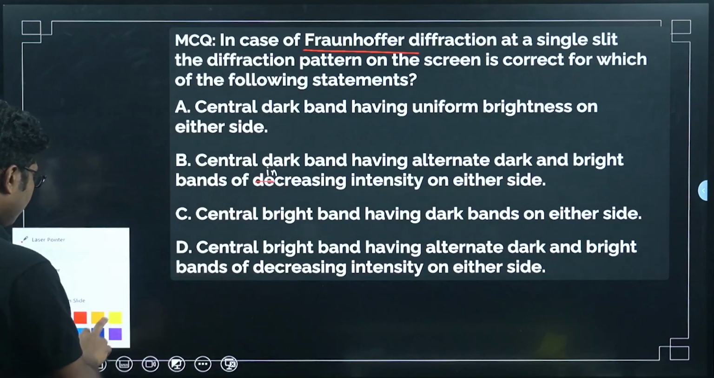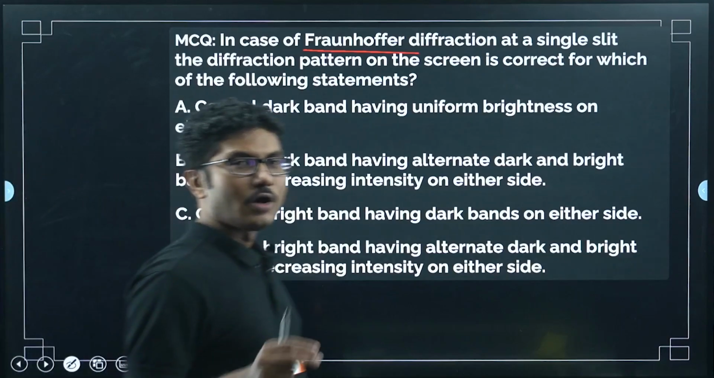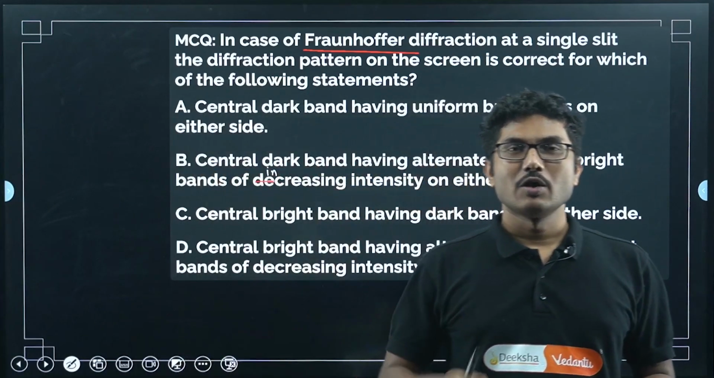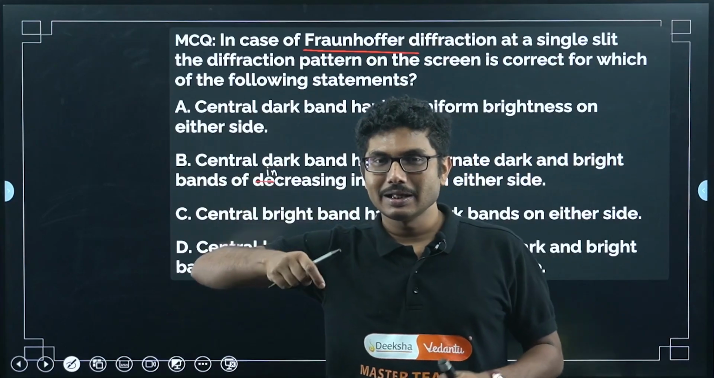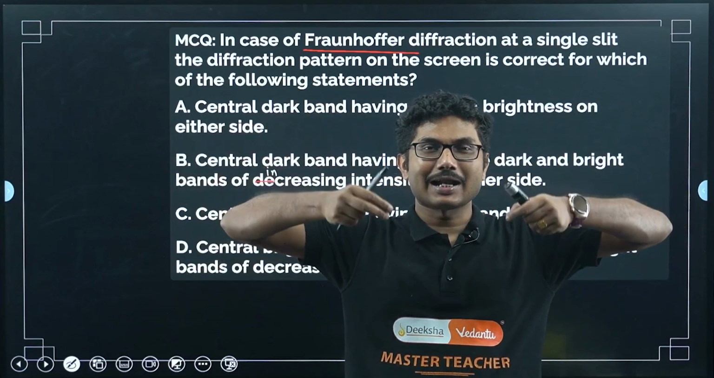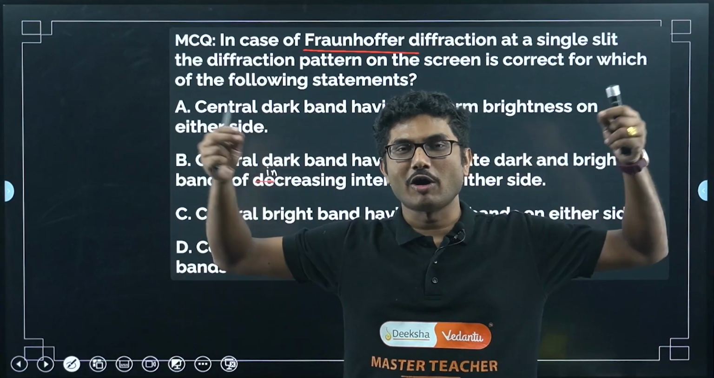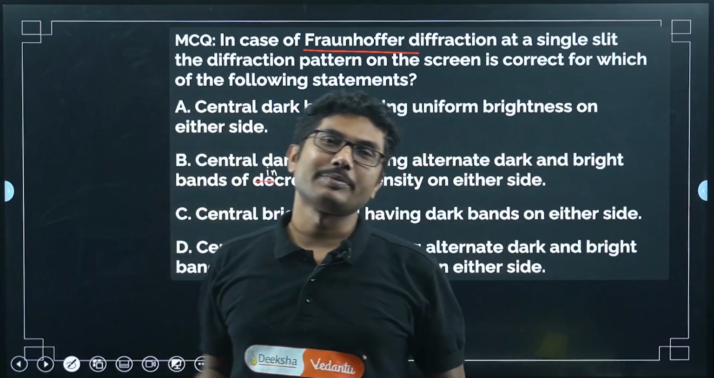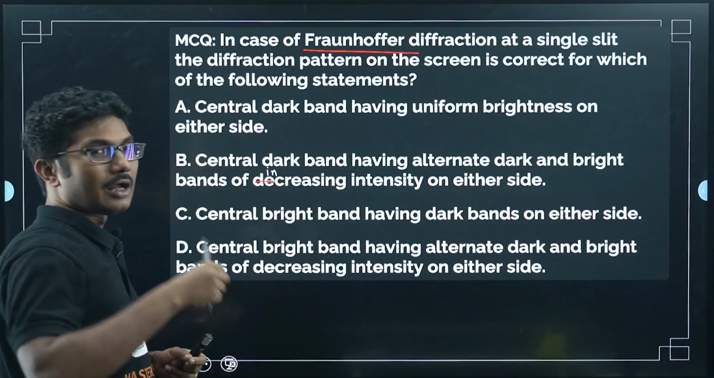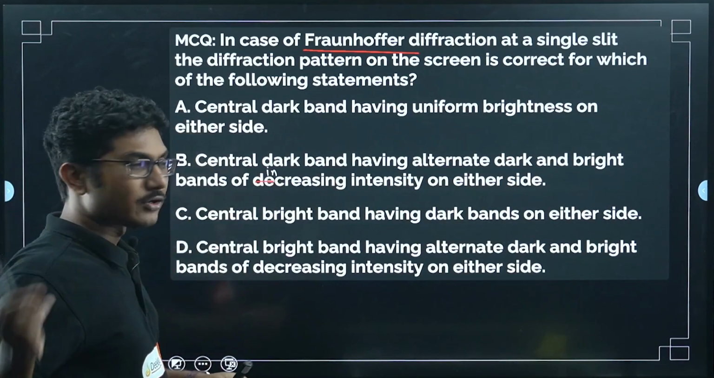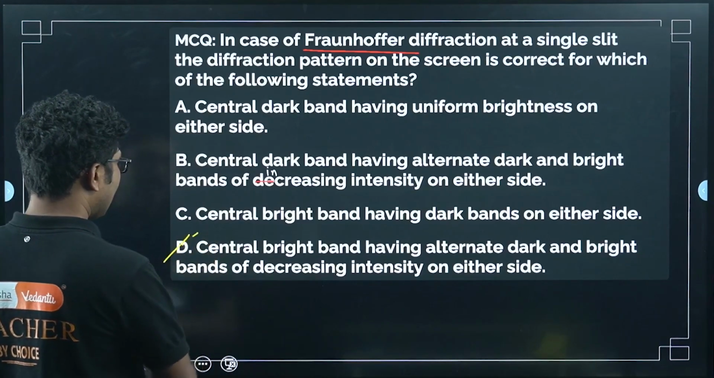So as we have seen, when we are observing fringes, the central fringe is bright and there is a dark band as well as a bright band alternatively, but the intensity of the bright bands is decreasing as you are moving away from the central fringe. So you can answer this.